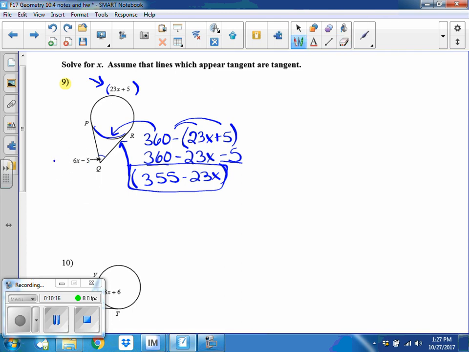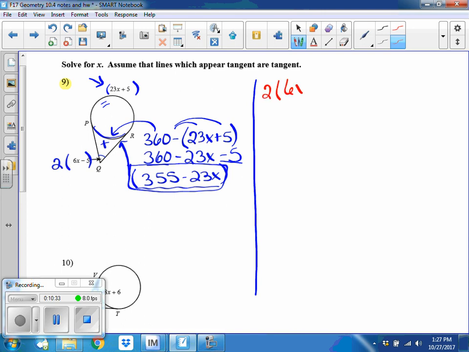So I have 2 times the angle plus 355 minus 23x equals 23x plus 5. So let's do that over here. So 2 times 6x minus 5 plus the inside arc, which we named 355 minus 23x, equals the outside arc, which is 23x plus 5.